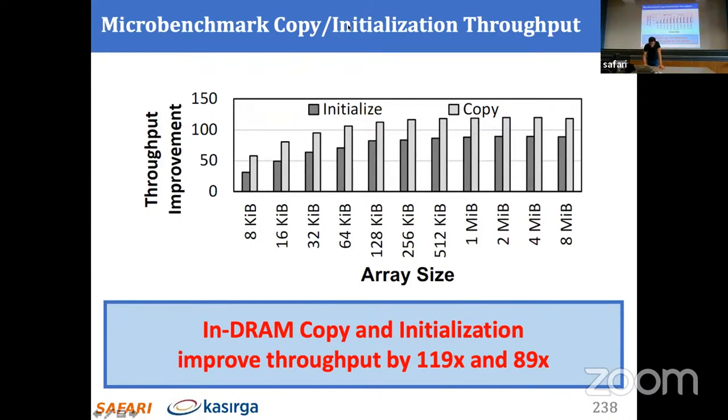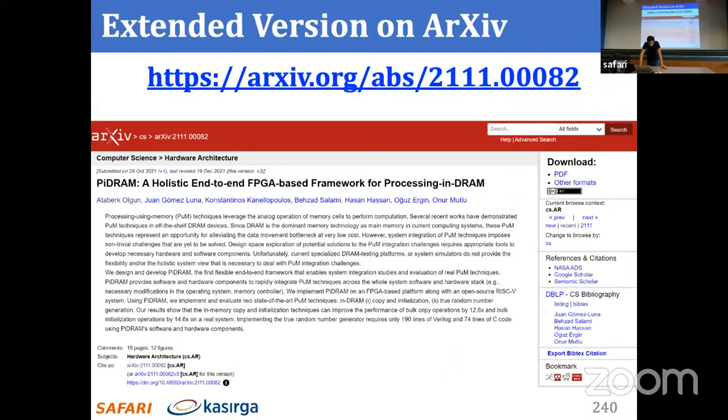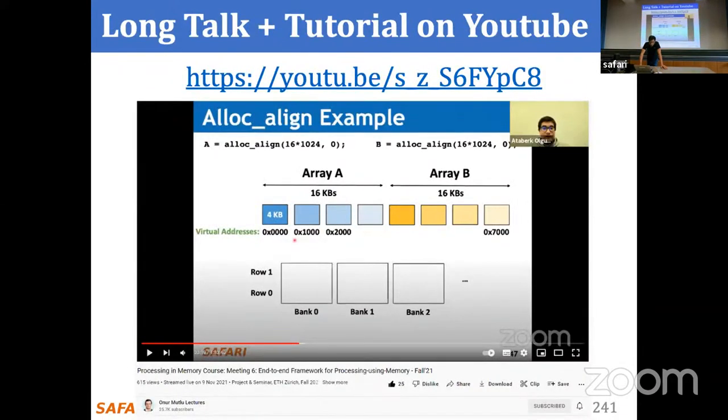And here you can indeed see some results in terms of throughput improvement for initialize and for copy. So it is zeroing or copying rows, same as we saw in the original RowClone work, but here, even though it's an experimental platform, it's an end-to-end system that even runs an operating system and runs real applications. And this is open source, and you have an extended version of it in arXiv. And there are also different videos on YouTube, at least one. I remember at least two. This is the most recent one, probably. It's actually not the most recent one, because I think we also had this talk in the spring semester, but it's a longer version of the talk.